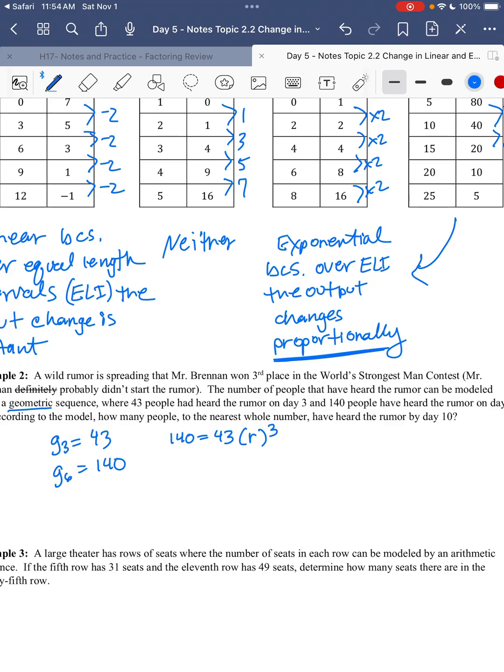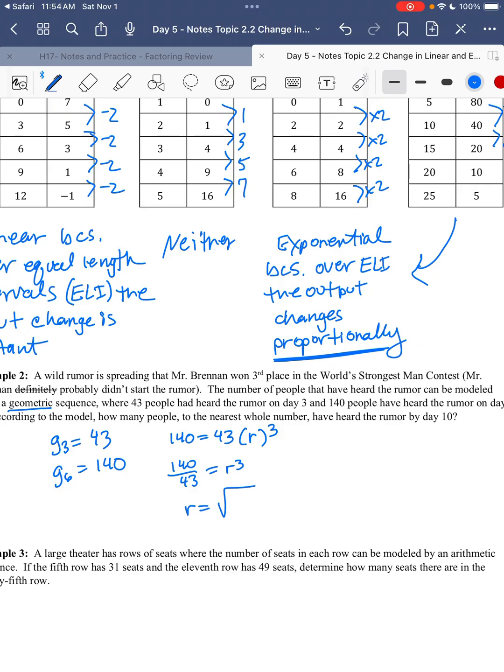Okay, all right. So I've got to divide by 43. Now 140 does not divide by 43 very well, so I don't really want a decimal. So I just do 140 over 43 equals r cubed. So my r value is just the cube root of 140 over 43.